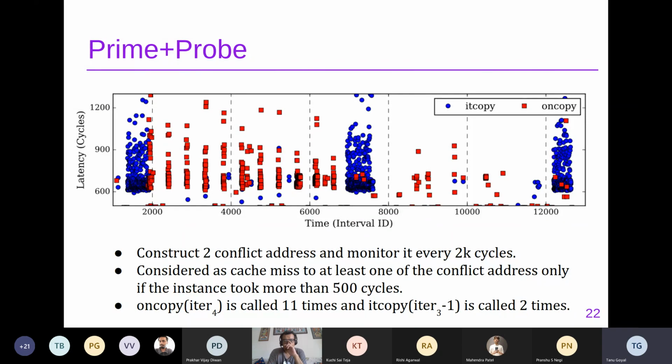Since the algorithm is open source, to eliminate noise, they are basically ignoring any cluster which has a low number of cache misses. Like if we see in the interval 4000 to 6000, there are some cache misses for it copy, but they are not considering them as valid values, so they are ignoring such noise. That is basically how we obtain the iteration 4 and iteration 3 values respectively.